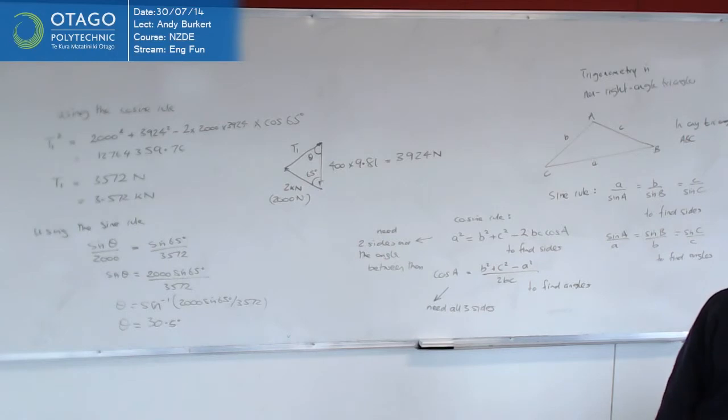So when we get a triangle of forces with a non-right angled triangle, we need to use either the sine rule or the cosine rule. Okay, now, who's comfortable using the sine rule and the cosine rule? Or shall we have some practice?